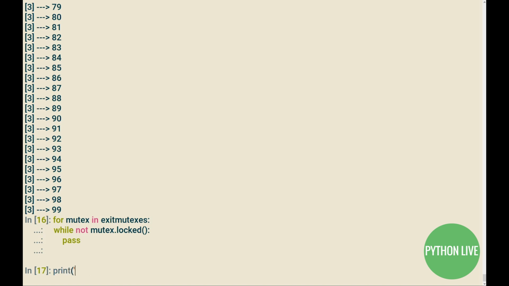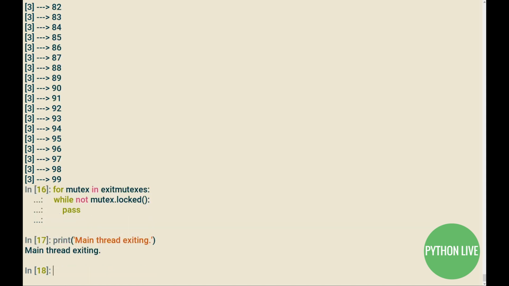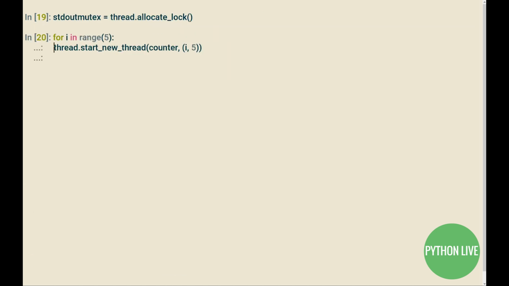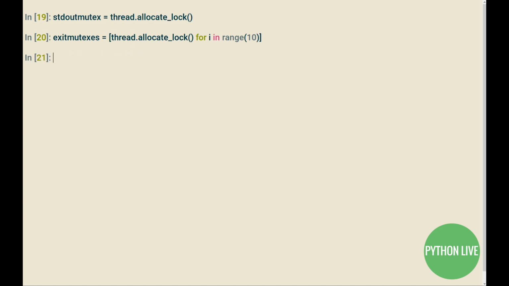If in your interpreter you write while true and then a colon, and then within the while block you put a pass statement, you will see that the interpreter will just wait and you won't be able to input anything. That helps explain the next piece of code. What this for block is doing, it iterates through every item in exit mutexes. If the mutex, i.e. the lock that's been allocated in exit mutexes, is locked, the behavior that we expect at the end of our function, it will be true, and because there's a not before it, it will be false. So the while block will not run. So our interpreter won't hang and will be able to print main thread exiting.